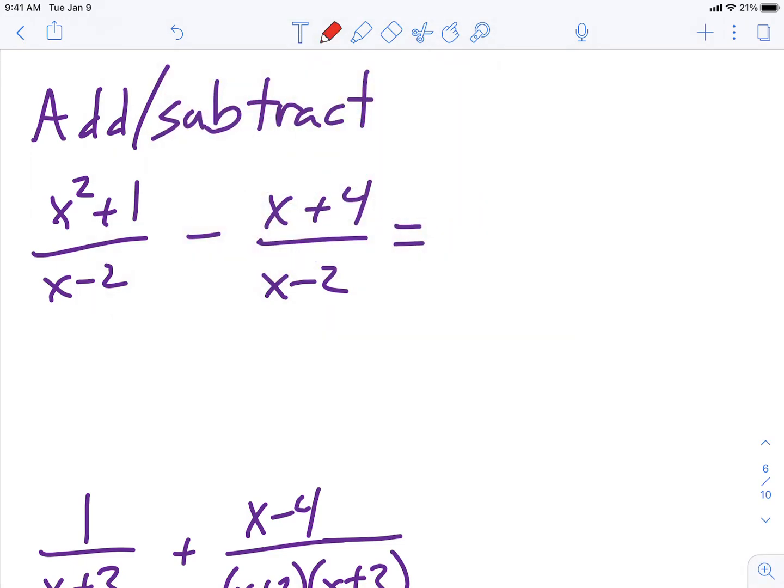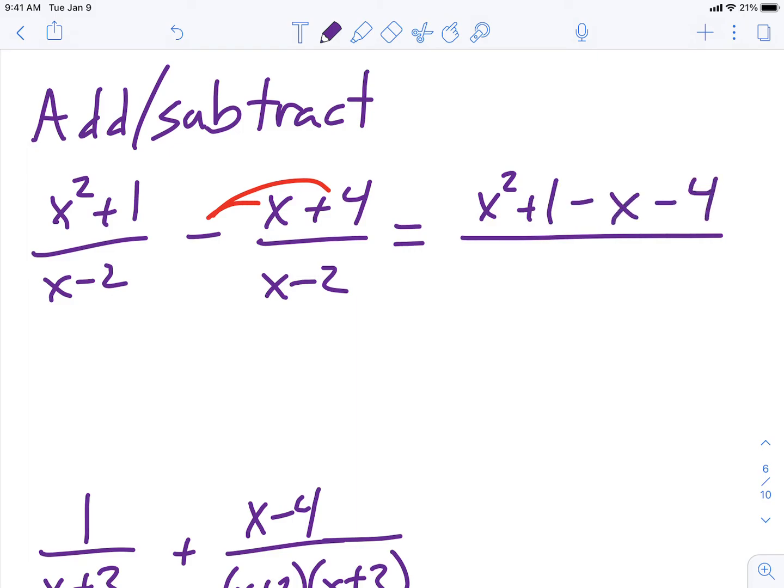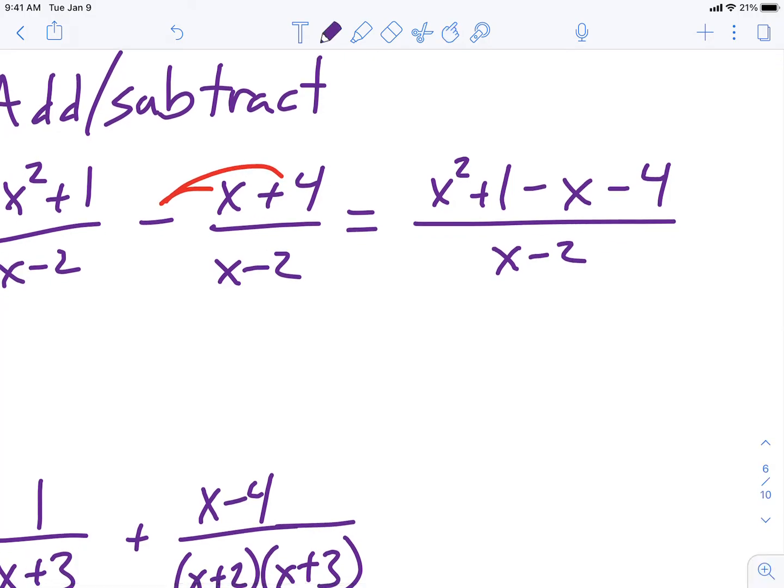Now the minus, right? That's going to go to both things on top. And this is going to be x squared plus 1 minus x minus 4, because that minus changed the sign of everything on top here, all over x minus 2. And then to finish this, we would just combine like terms on the top, and it would be x squared minus x, and then the 1 minus 4 would make a minus 3, all over x minus 2.